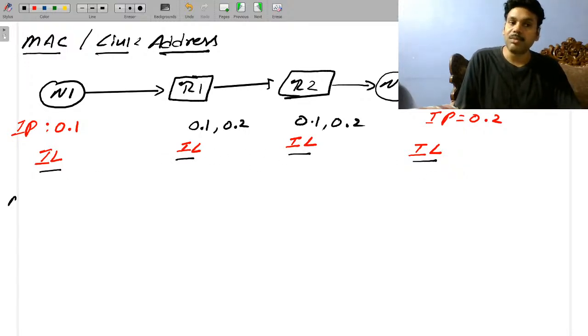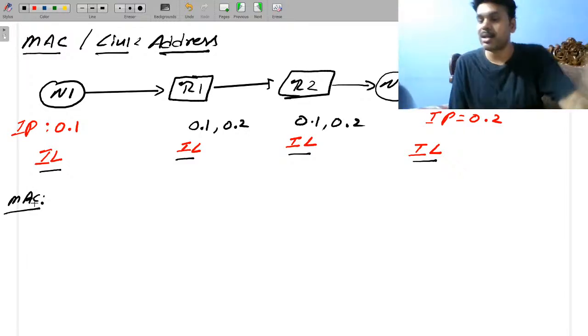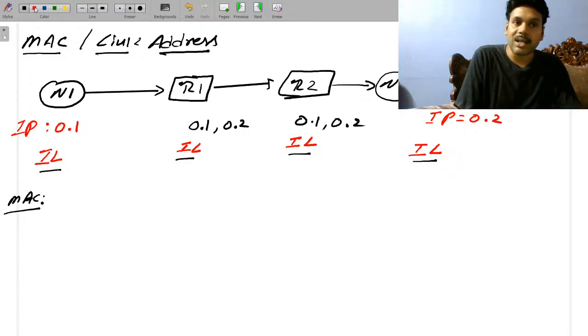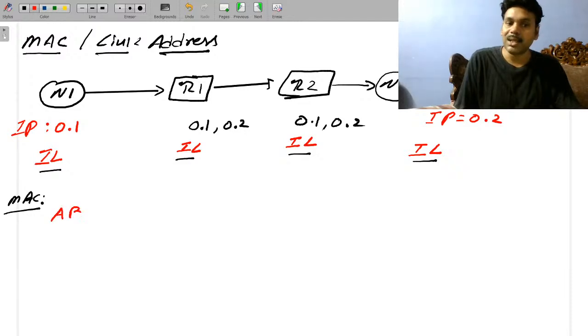But I'm giving you MAC addresses now. Observe carefully, friends. MAC addresses are always in hexadecimal form. For example, AB is your source MAC, and then N1 MAC and N2 MAC. Every port has a MAC address, no doubt. The destination has E and F.